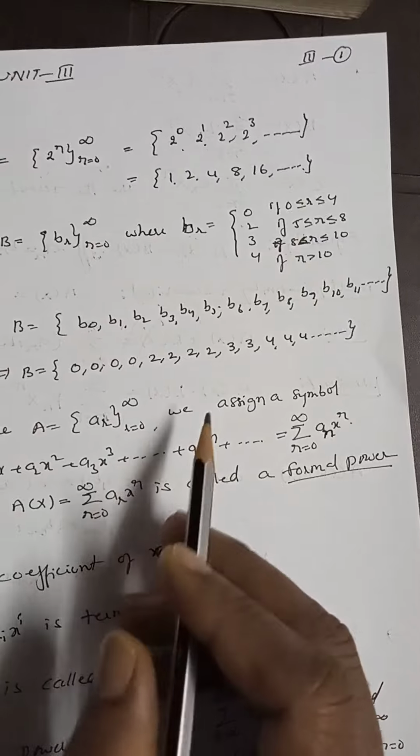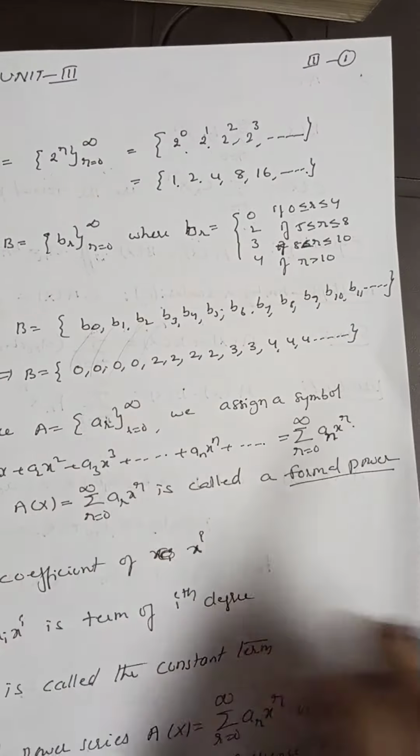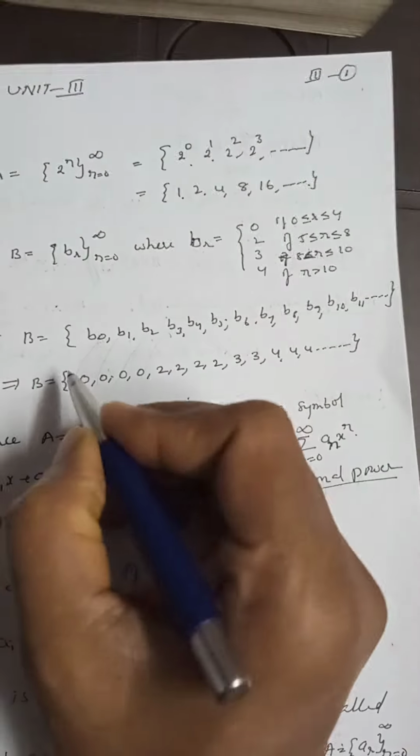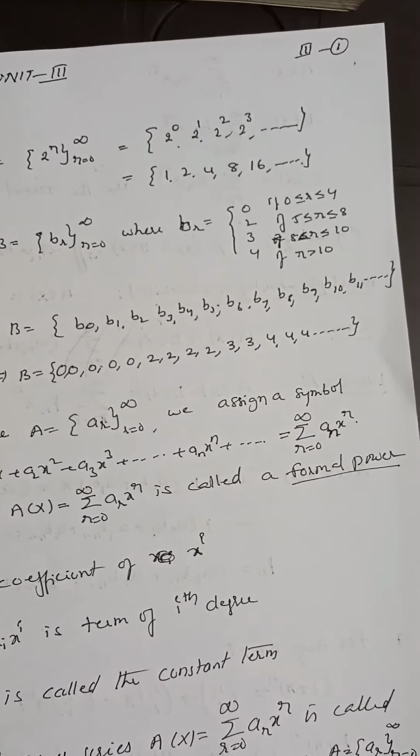How many zeros do you have to write here? b0, b1, b2, b3 and b4 also you have to write now. b4 is also equal to 0, right? Now see, there are 5 zeros, okay?